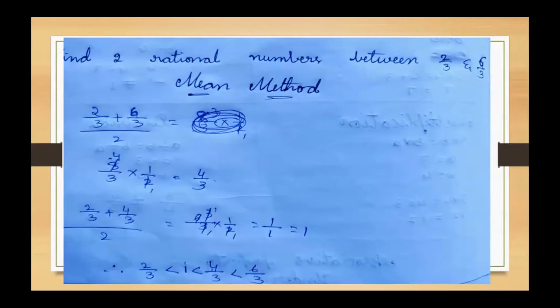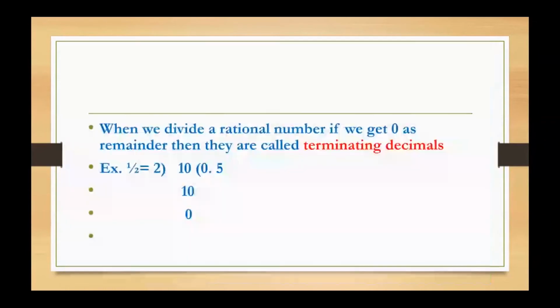Again, 2 by 3 plus 4 by 3, divided by 2. 4 plus 2 is equal to 6. Therefore, 6 by 3 into 1 by 2 is equal to 1. The two rational numbers between 2 by 3 and 6 by 3 are 1 and 4 by 3.